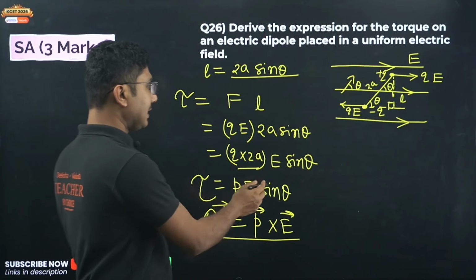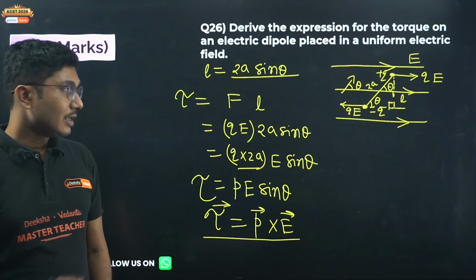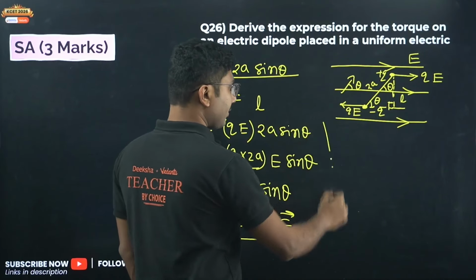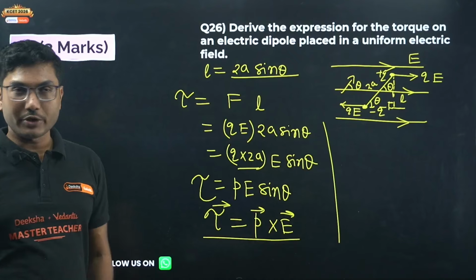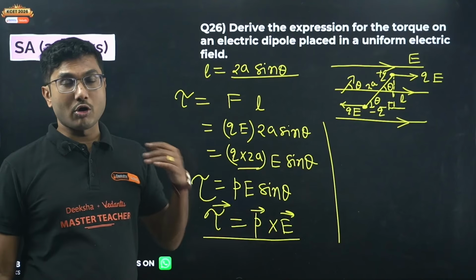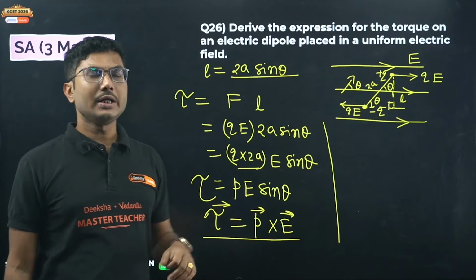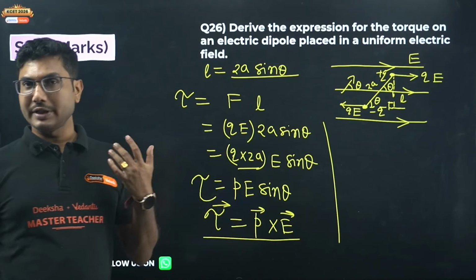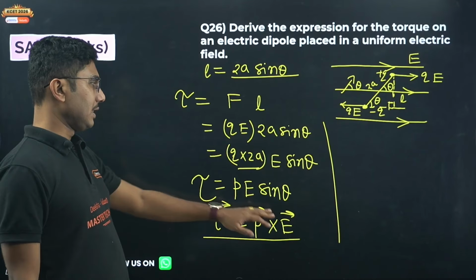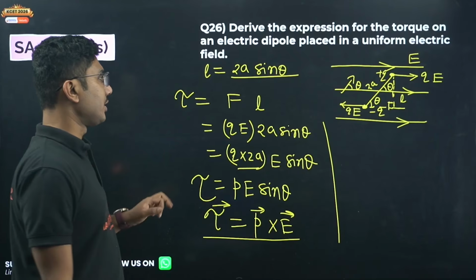Now remember, sine theta always appears when there is a cross product. If it is cos theta, then it would be a dot product. Also you have to remember, torque is a vector quantity, force and dipole moment are also vector quantities. Your electric field is also a vector quantity.